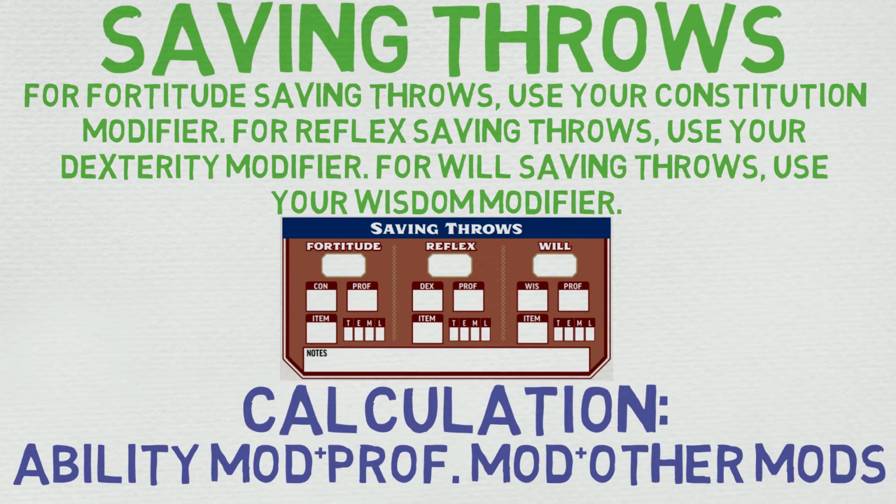That being said, when it comes to calculating them, it is the relevant ability modifier plus any proficiency modifiers you may have in regards to that particular saving throw, and then add any additional modifiers that come in the way of items, class features, or feats.